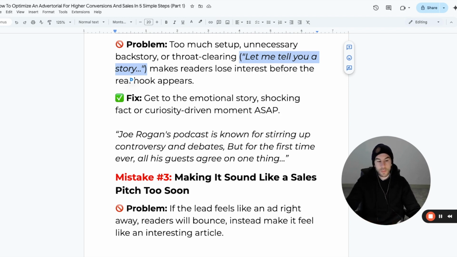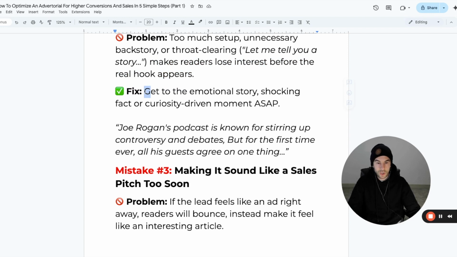And that's something you're going to hear me mention a lot today, is just getting to the point a lot quicker. That's a problem with a lot of people's advertorials, is they end up really unnecessarily long. They include a lot of stuff that doesn't actually help their sales argument at all, and that is working in direct opposition to their goal, which is getting higher conversions, more sales, and getting more people to read their advertorial. So when you use this kind of language that is just a setup or unnecessary or stuff they don't care about with throat clearing, it just makes readers lose interest before the real hook actually appears.